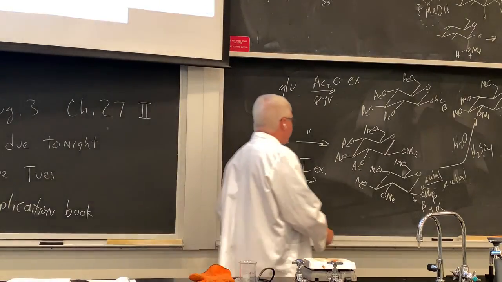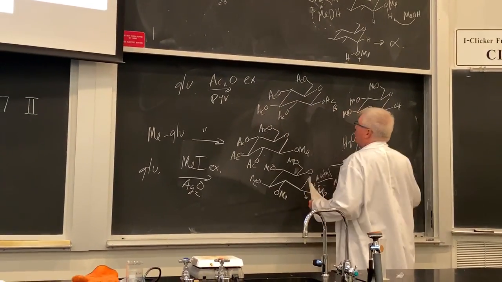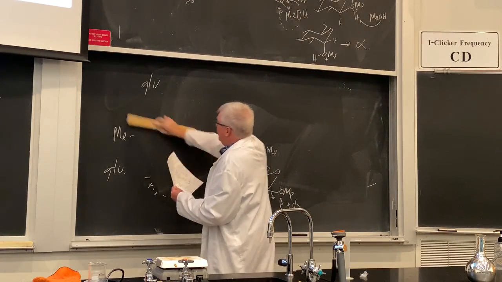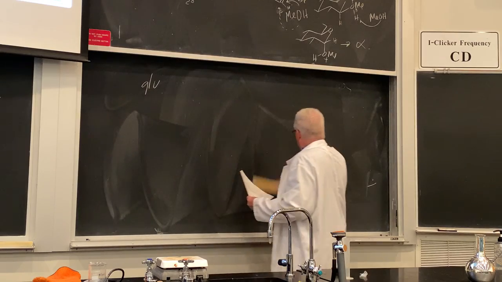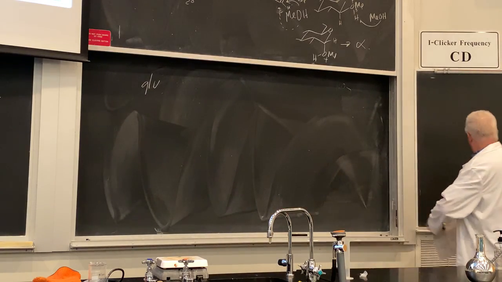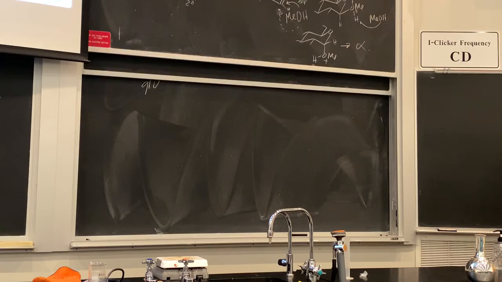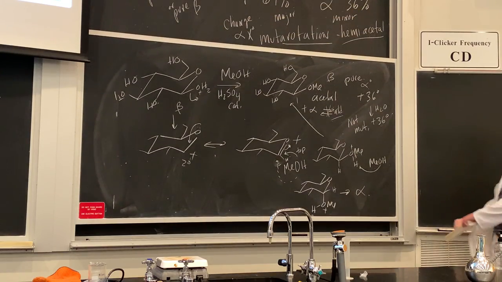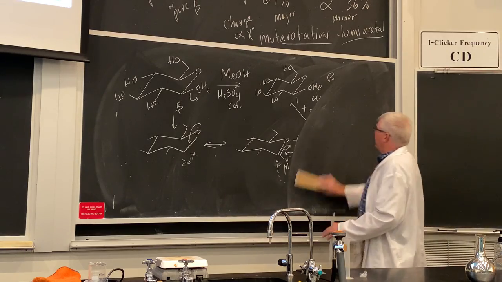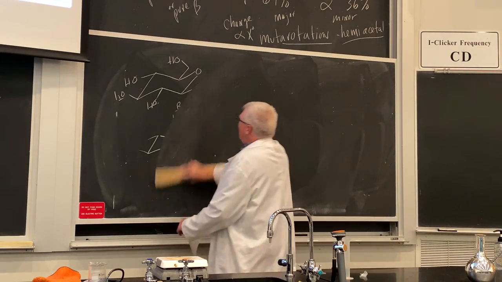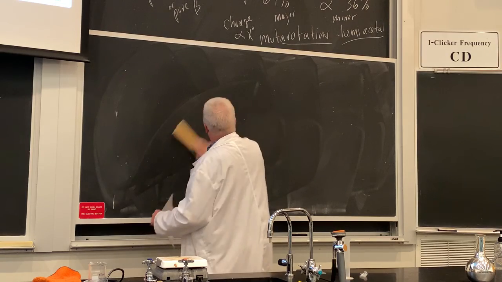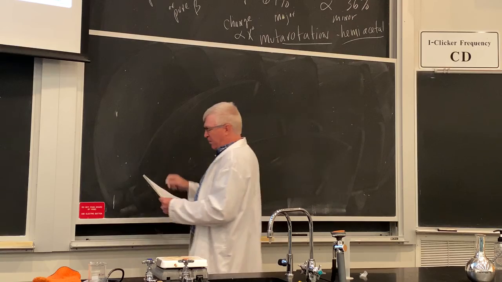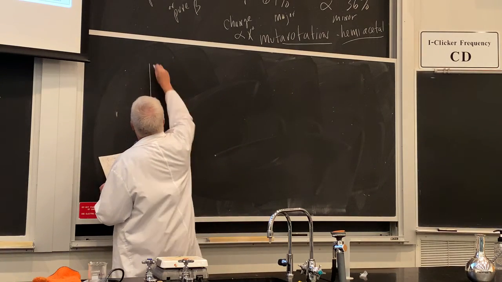But let's take now glucose and treat it with something else. Actually, let me get another board down here. Let's take glucose, and we're going to isomerize it. And you've probably heard of fructose, and probably a lot of you have heard of the term high fructose corn syrup, right? So let's start with glucose.